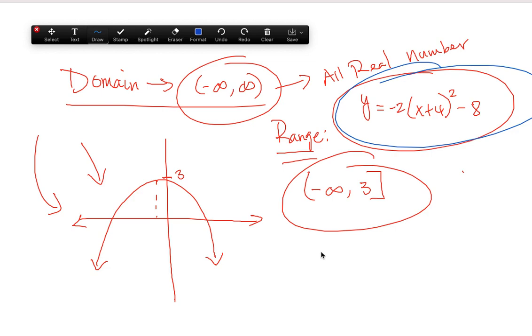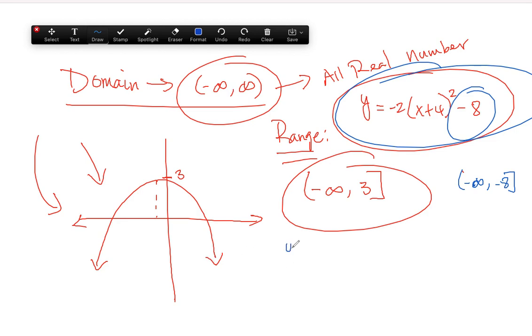So would it be negative infinity, comma negative 8? Yeah, exactly. Excellent. Negative infinity, comma negative 8. It's facing down. The k in the vertex form automatically gives the maximum or minimum value. So then that's it. Good job.